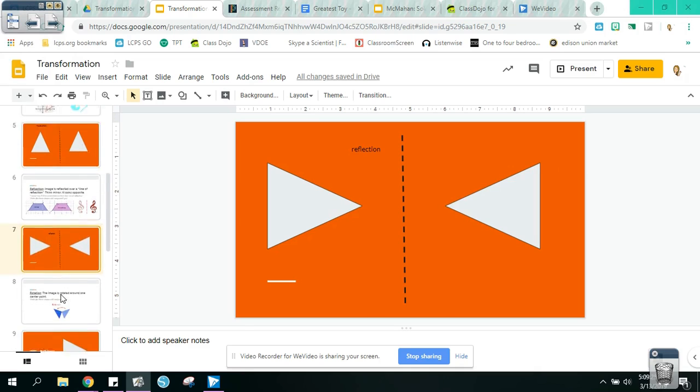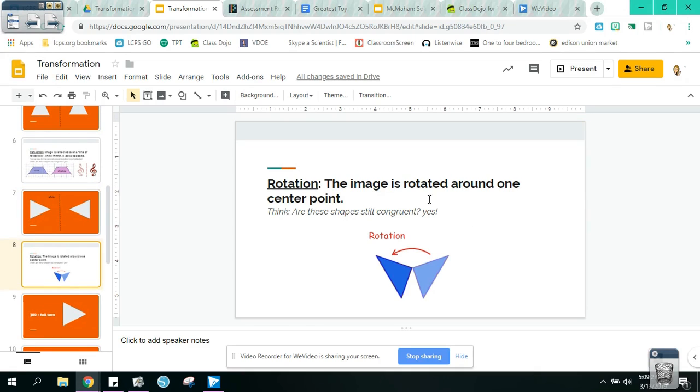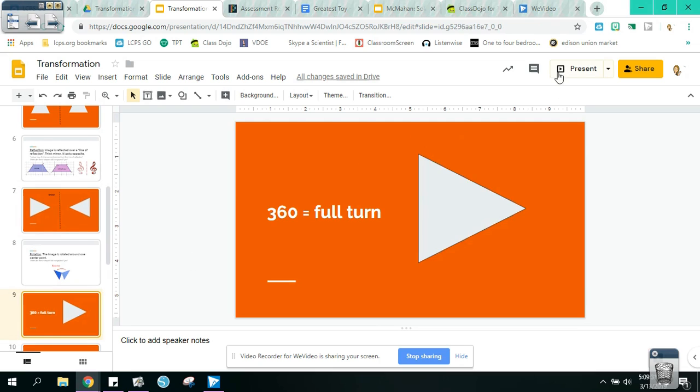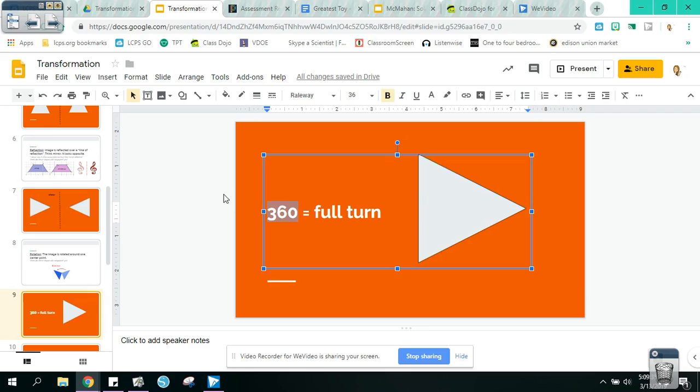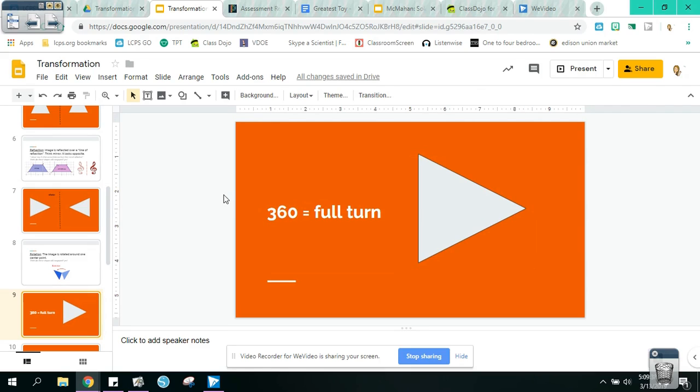All right, last but not least, we have rotation. So when the image is rotated or turned, there are two big things you need to know. You need to know 360 degrees. I want you to pause the video and I want you to draw what this triangle will look like if I rotate it 360 degrees.